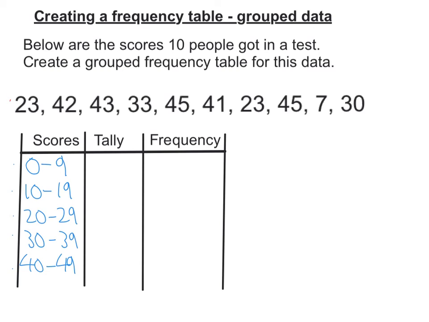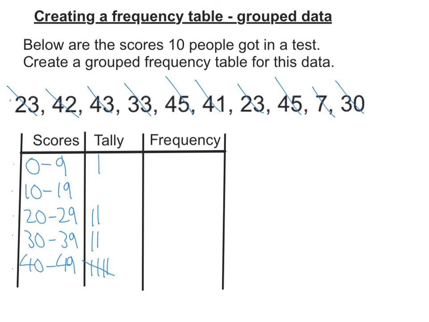So 23 is our first one, well, that's in the 20s, so put a line there. 42, that's in the 40s. 43 is also in the 40s. 30 would go there. 45 would go here. 41 here. 23 here. 45 here. That's the 5th one, so a line across. 7's in the first one, and 30's here. Okay, done all the numbers.